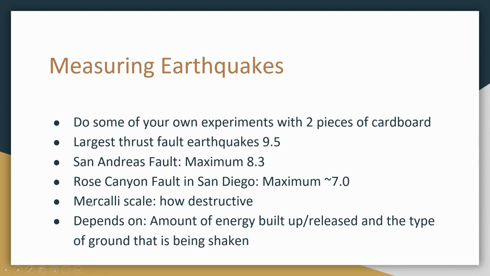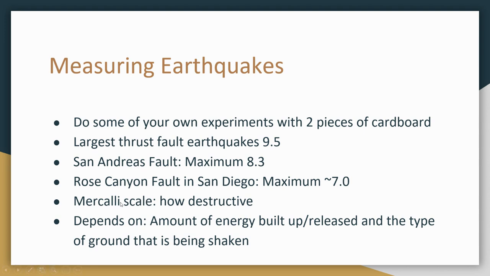The one most relevant to us is the Rose Canyon Fault at San Diego. It literally goes through downtown San Diego. I live a couple miles from the fault, but the maximum earthquake that could happen from there is estimated to be around 7.0. So more than 10 times lower than the San Andreas Fault one, which in itself is more than 10 times lower than the largest earthquake ever recorded. So the largest earthquake that could happen in the Rose Canyon Fault is more than 100 times smaller than the largest earthquake that ever happened.